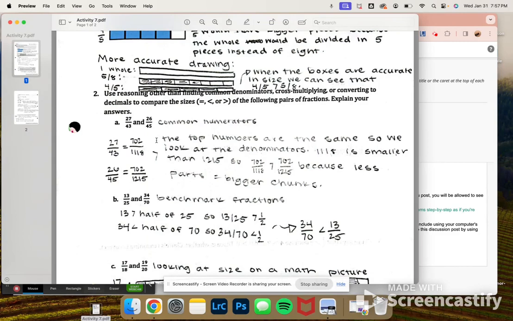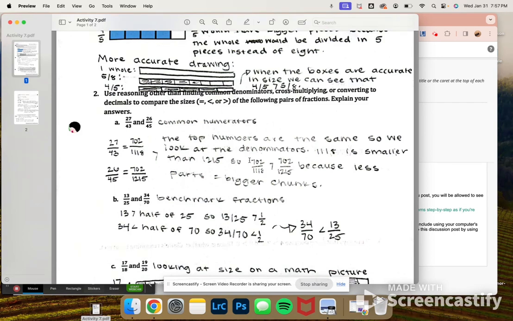What I mean by that is, if you have a candy bar and you split it into 2 pieces, or if you have a candy bar and you split it into 3 pieces, the pieces that are split into 2s are going to be the bigger pieces, even though 2 is smaller than 3, because there's fewer pieces, but the pieces are bigger.